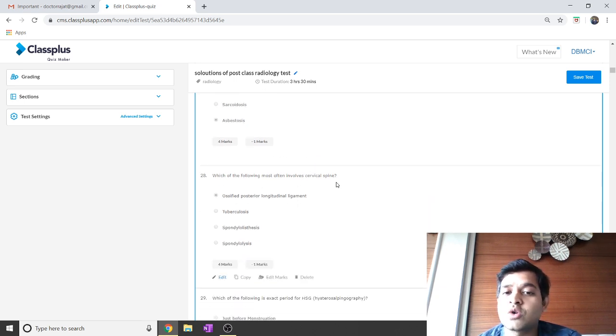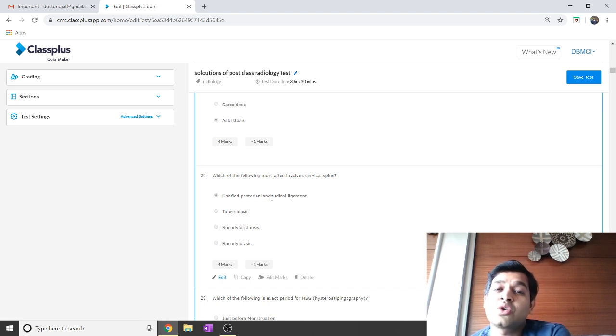Which of the following most often involve cervical spine? OPLL, ossified posterior longitudinal ligament. OPLL is a disease which is commonly involving the cervical spine. It is to be noted, I told you about DISH. There are some similarities between them.